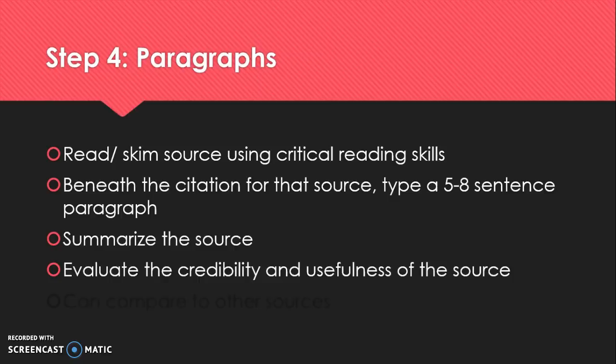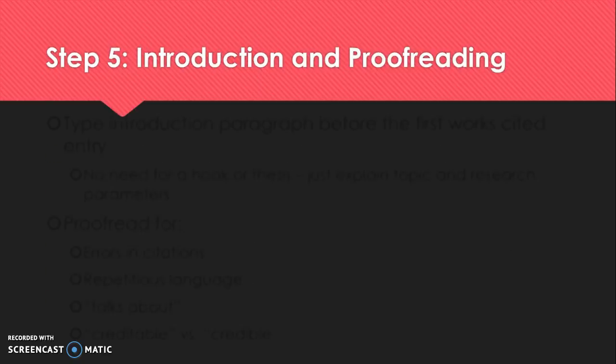So you evaluate the credibility and usefulness of the source. So is it trustworthy? How do you know? Is it useful? And why? There's sources that you may not think of as being useful, and so you can kind of discuss how it fits into your overall idea. So let's say that the source is sort of on a tangent, but you can tie it in somehow. That's where you discuss the usefulness. You can also compare it to other sources, and there's an example in your Rules for Writers textbook that kind of goes over that. The last step then is to write the introduction paragraph and proofread your bibliography.